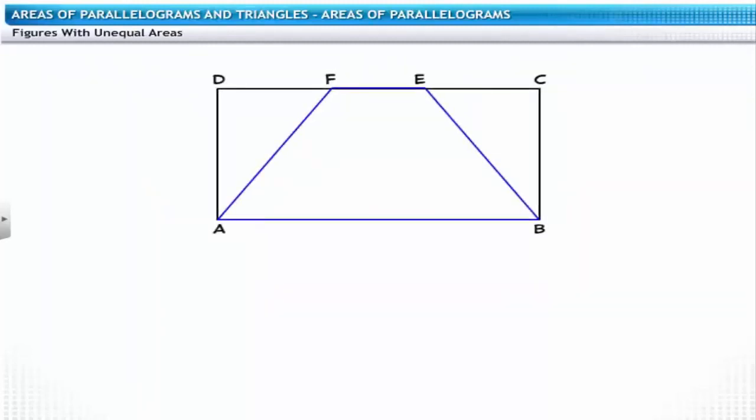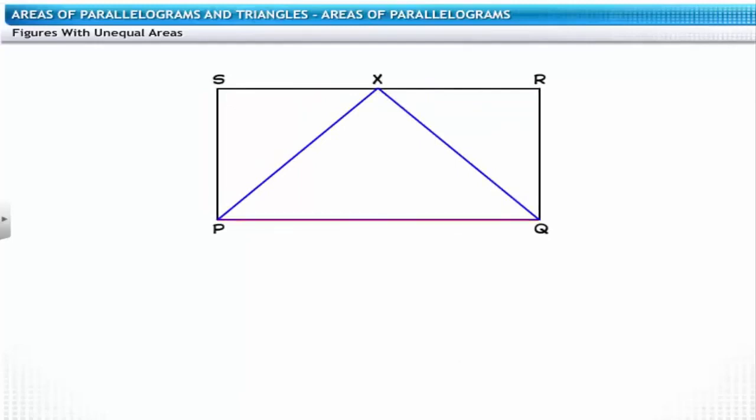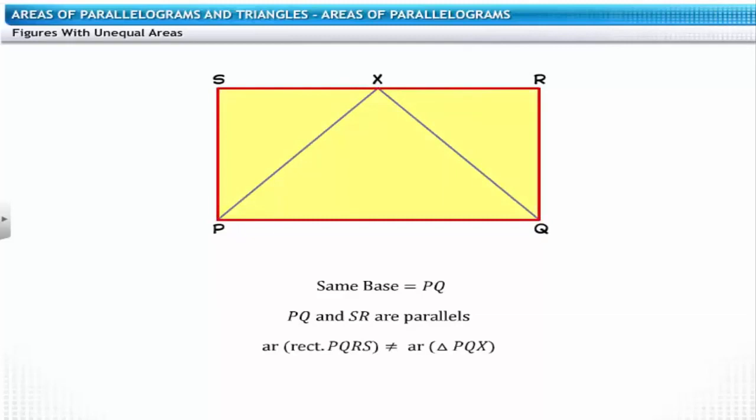Remember that all figures that are on the same base and between the same parallels need not have equal areas. Both the figures are on the same base AB and between the same parallels AB and CD. Since ABEF is not a parallelogram, the areas of ABCD and ABEF are not equal. Both these figures are on the same base PQ and between same parallels PQ and SR. Since PQX is a triangle, the area of PQRS is not equal to the area of PQX.